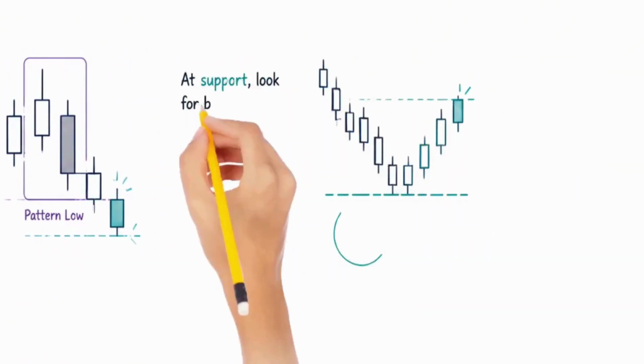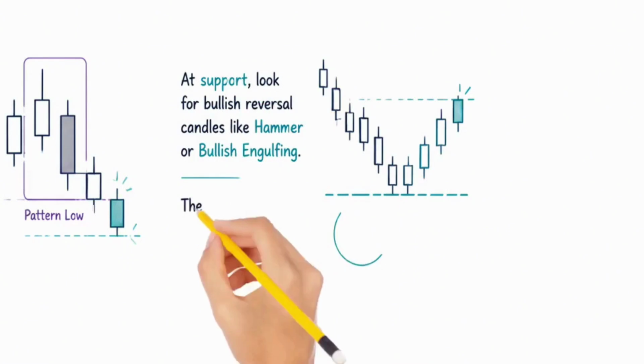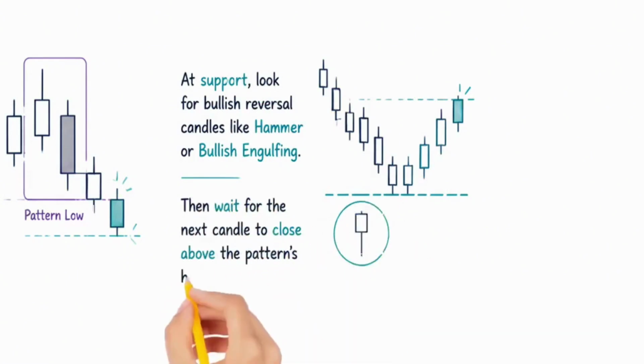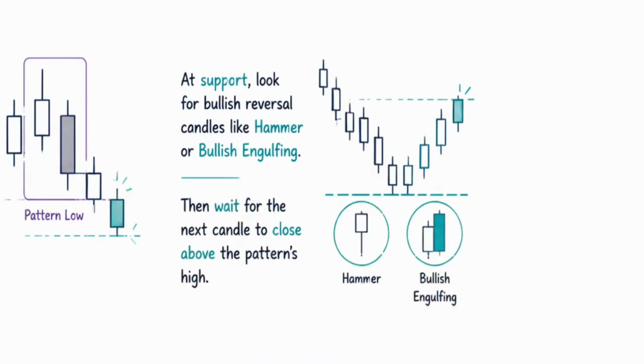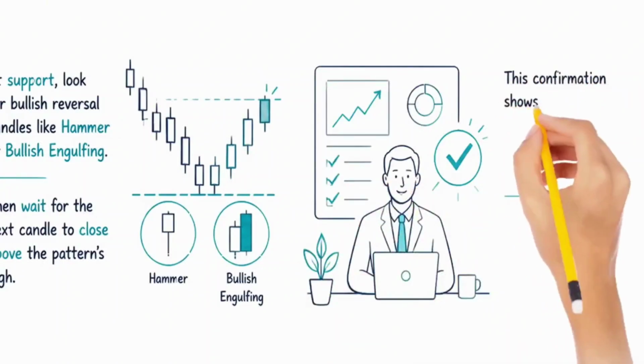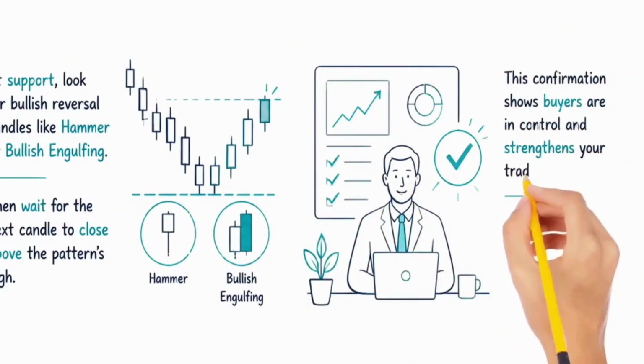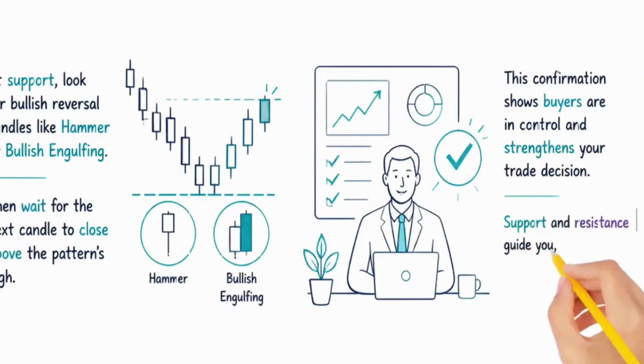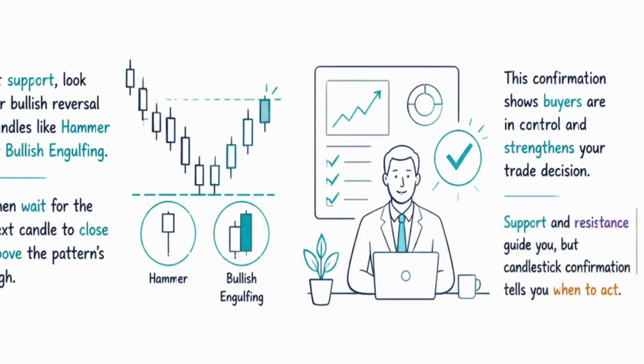Now at support, look for bullish reversal candles like hammer or bullish engulfing. Then wait for the next candle to close above the pattern's high. This confirmation shows buyers are in control and strengthens your trade decision. Support and resistance guide you, but candlestick confirmation tells you when to act.